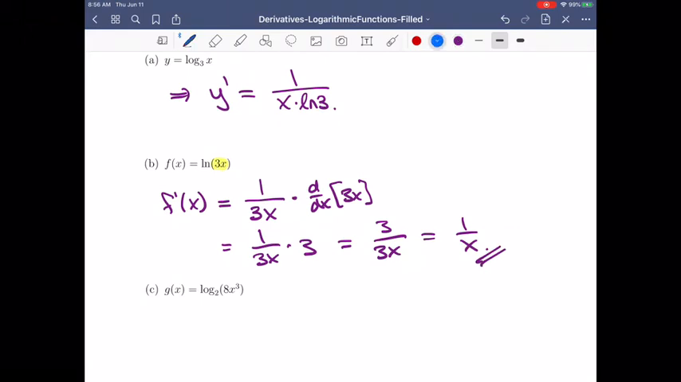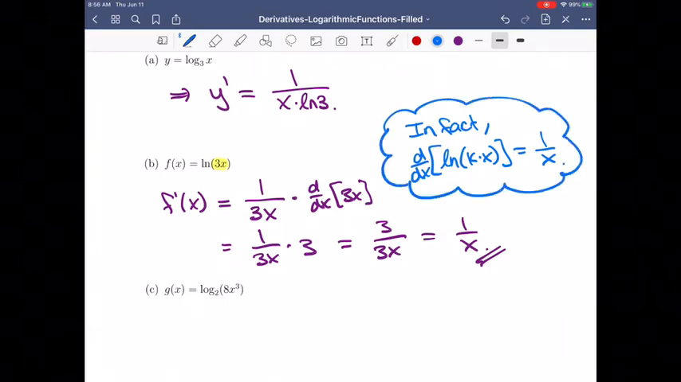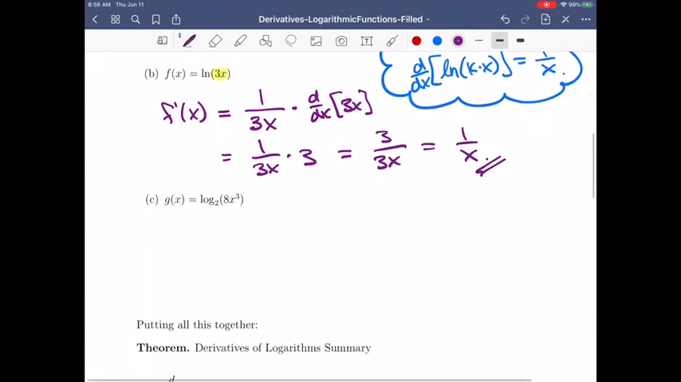So maybe I'll just write a little note here. In fact, if you ever have ln of a number times x, the derivative is always just 1 over x, because you're going to multiply by the derivative of the inside, which is going to be k, and they're going to cancel out. Okay, let's try another one.